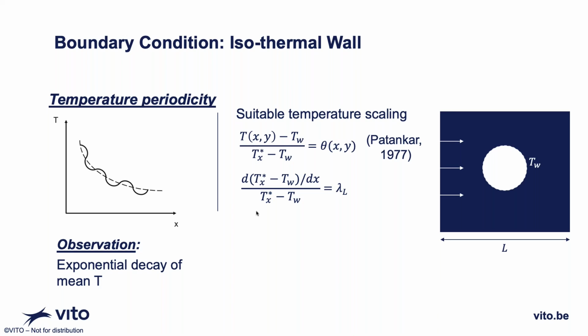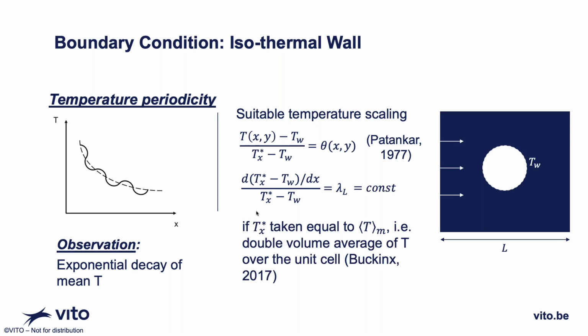The fact that lambda L is not constant introduces some complexity in the numerical scheme and unnecessary approximation in the periodic flow solver. More recently, Bookings, in his PhD work, demonstrated that if the reference temperature is taken equal to the double volume average of the temperature over the unit cell, then lambda L is constant. For you this is more or less an act of faith at this stage, but I refer you to the PhD thesis of Bookings for the demonstration. The fact that lambda L is constant allows us to simplify considerably the numerical scheme and the energy equation that we want to implement for the constant wall temperature boundary condition.